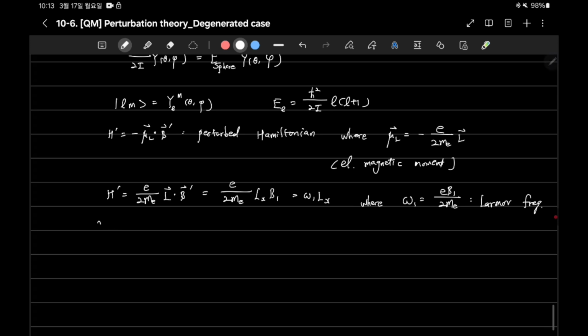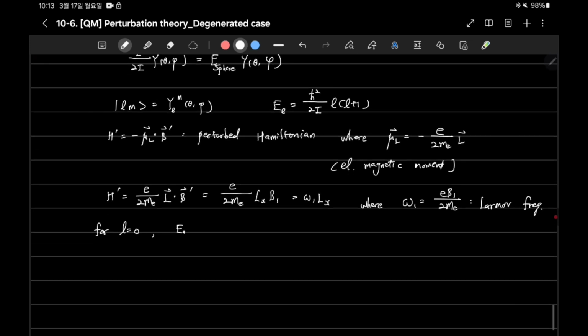Here, for L equal to 0, the E0 state is the ground state of the unperturbed system, and its energy is 0. Then for L equal to 1, E1 is 2 times h bar squared over 2I, because it is L times L plus 1, so multiplying by 2, it is h bar squared over I.